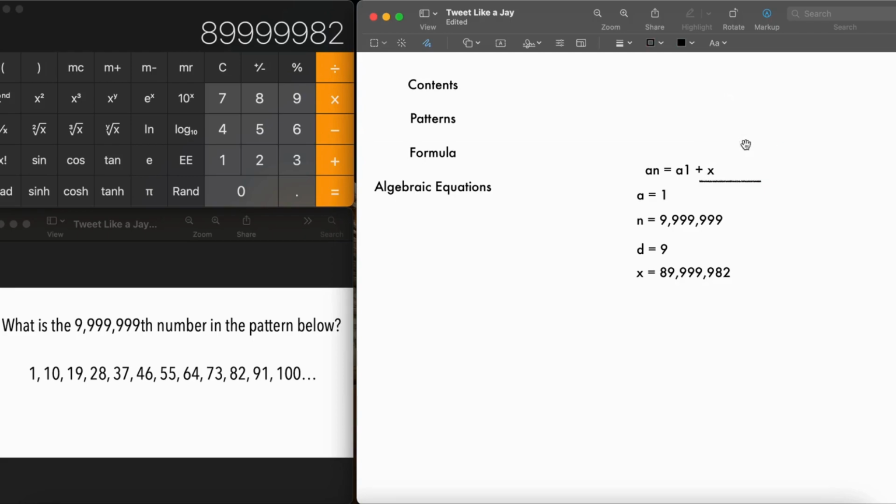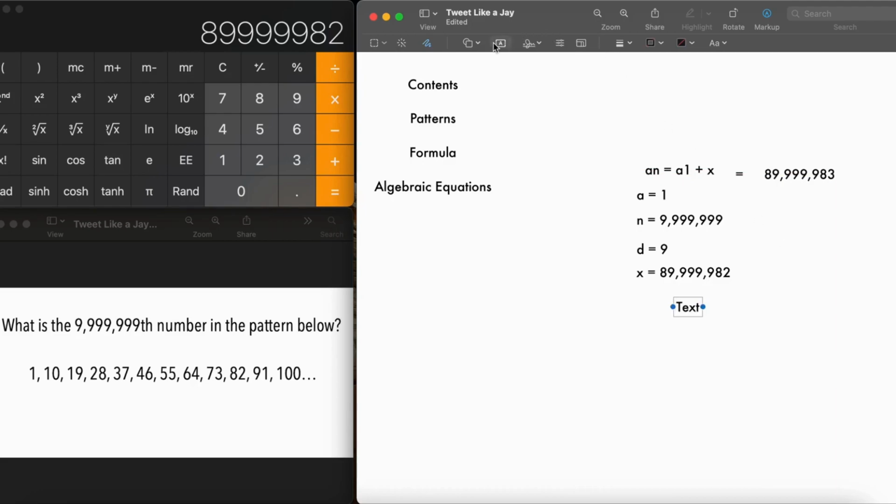So A1 is just 1. 1 plus X is 89,999,983. 89,999,983, which is the answer.